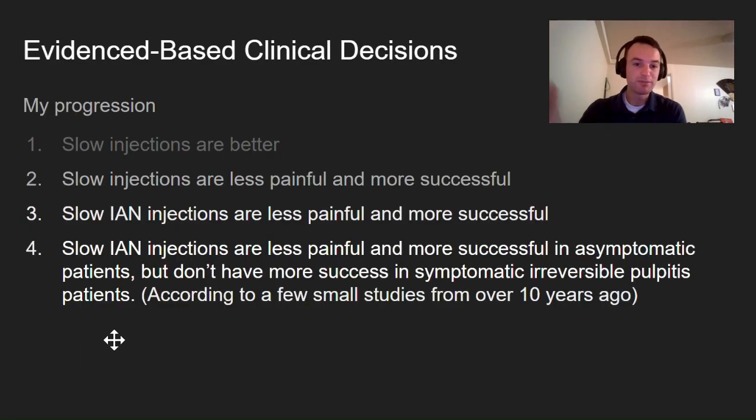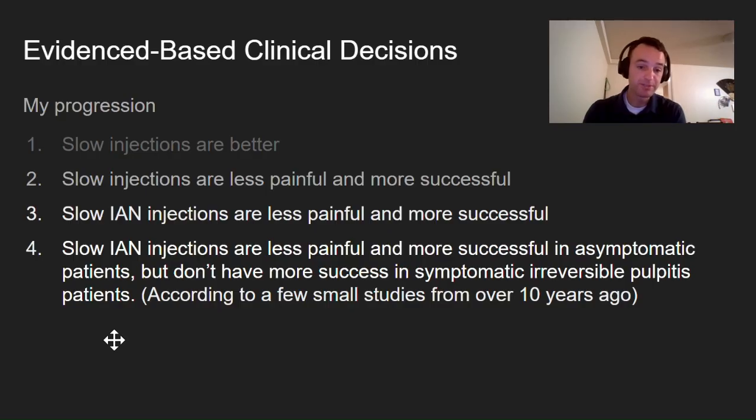So I want to show my progression of how I wanted to describe this piece of truth, or this insight. First, I was like, slow is better. And then I got more specific. What is slow doing? Slow injections are less painful and more successful. That's how I was defining it. And then I have to get really specific with these studies and what the textbook was saying. Slow nerve blocks, slow inferior alveolar nerve blocks are less painful and more successful.